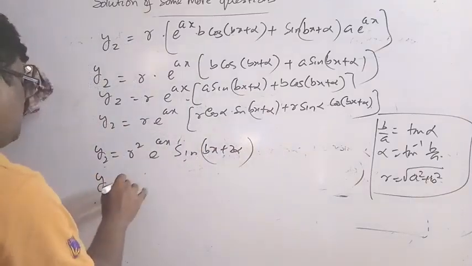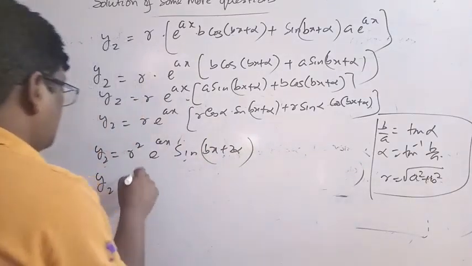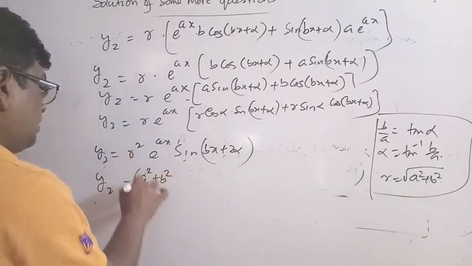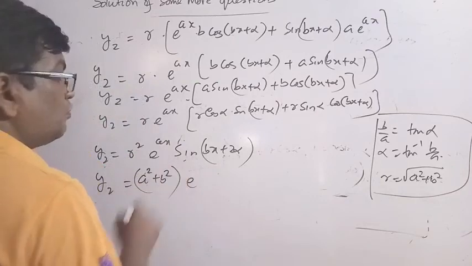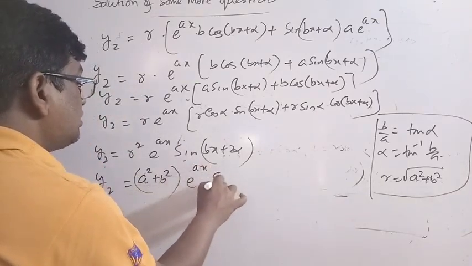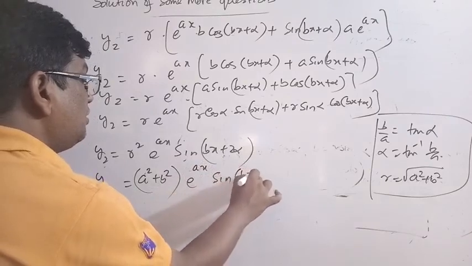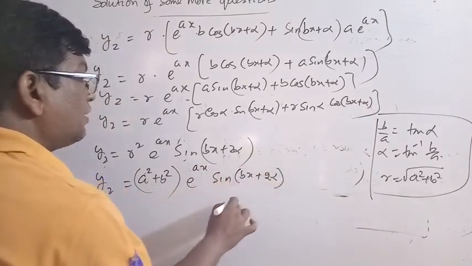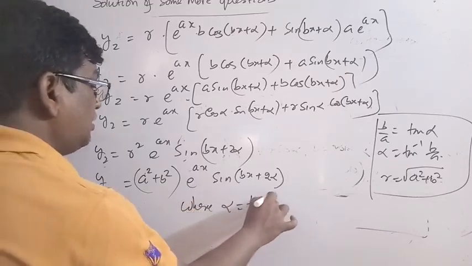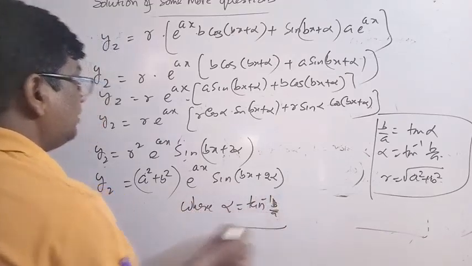Where r is equal to what? This is y2 is equal to r, means what? Root over a square plus b square, r square means a square plus b square, into e to the power ax into sin bx plus 2 alpha, where alpha is equal to tan inverse b by a.